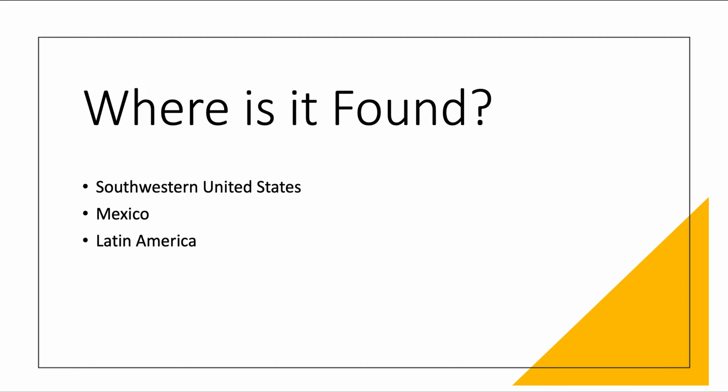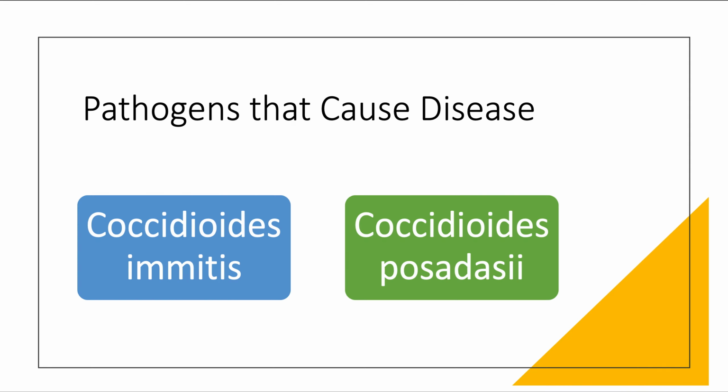Interestingly, it used to be more commonly found in Arizona, but in recent years most of the cases have occurred in California. The disease is also found in Mexico and Latin America. The pathogens that cause this disease are Coccidioides immitis and Coccidioides posadasii.